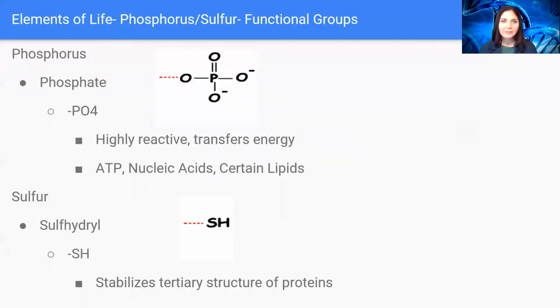So phosphorus has a functional group that's called a phosphate. And hopefully this sounds familiar to you because we have a phosphate sugar backbone in our DNA molecules. Phosphate is very highly reactive and it transfers energy. And again, think about those ATP molecules. We have adenosine triphosphate, meaning 3 phosphate groups. And when that last one is cleaved off, it releases a large amount of energy and it fuels the cell.